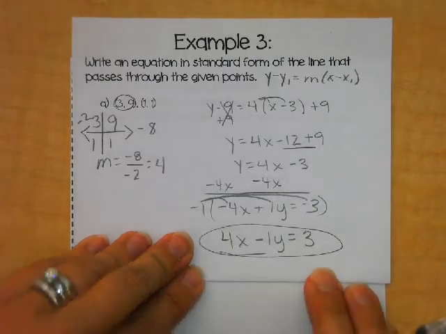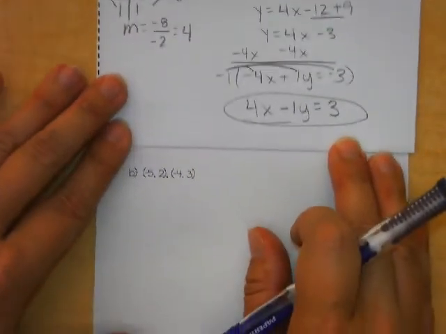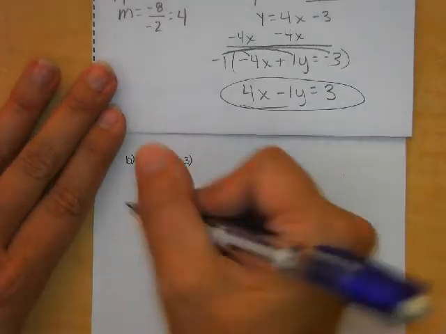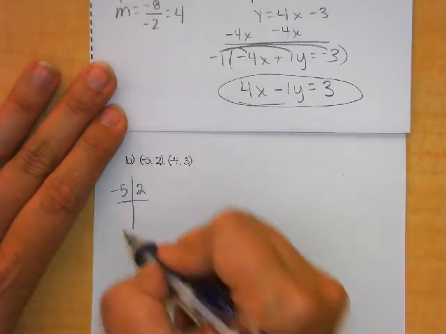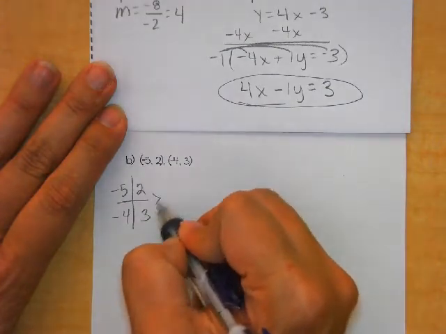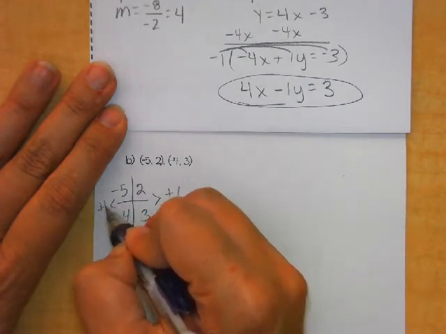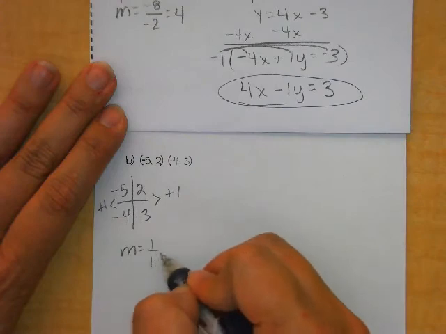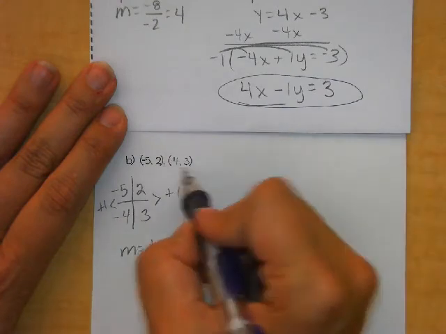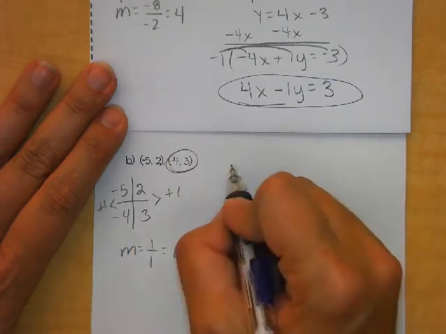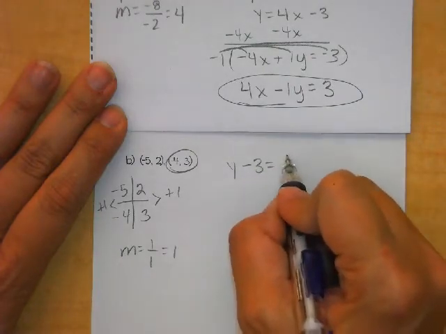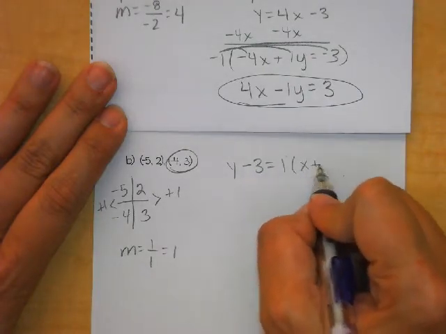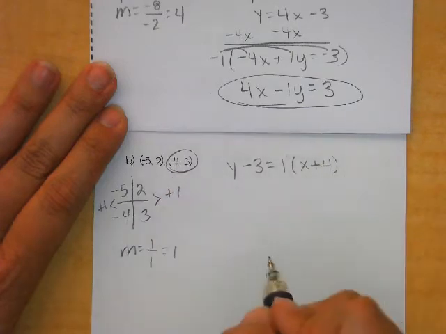I am going to ask you to pause me and try this next one. So slope, negative 5, 2, negative 4, 3, plus 1, plus 1. So my slope is 1 over 1, which is very nice. It is 1. I'll do the second point this time just to be a little different. y minus 3 equals 1 times x plus 4. Remember, if it's a negative, it becomes a positive.